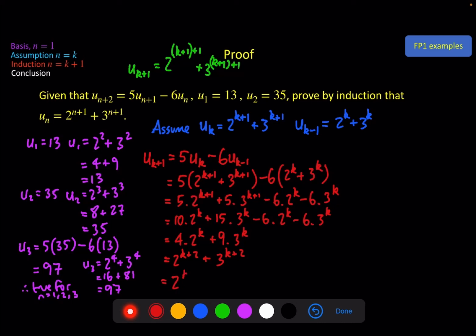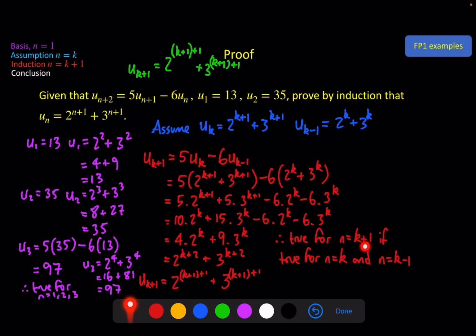And that is what I want, k plus 1 plus 1, to make it really clear what I've done. K plus 1 plus 1, and this is k plus 1 term. So now we can say that this nth term is true for n equals k plus 1 if it's true for n equals k, and if it's true for n equals k minus 1. Or, if you prefer the way the textbook has done it, then it's true for n equals k plus 2 if it's true for n equals k plus 1 and n equals k.